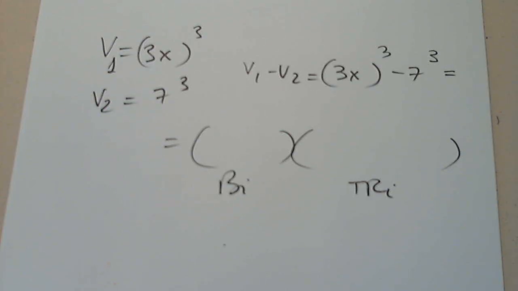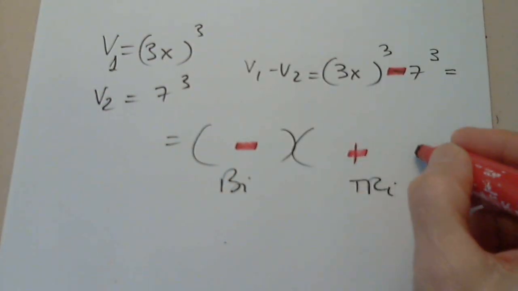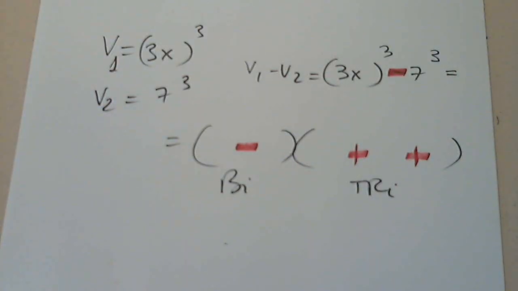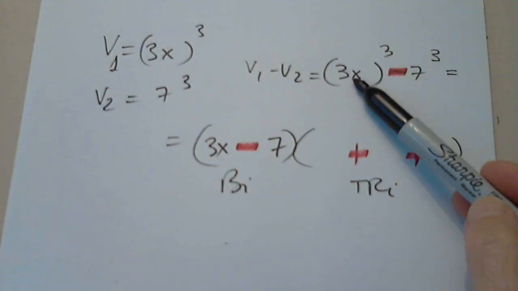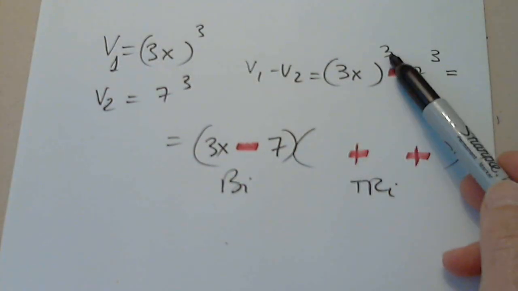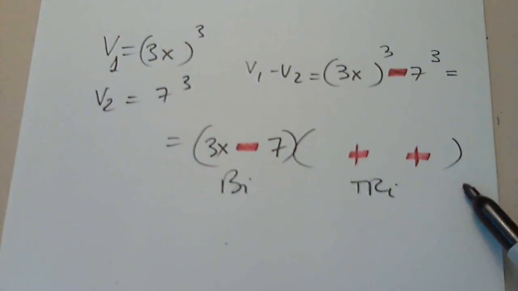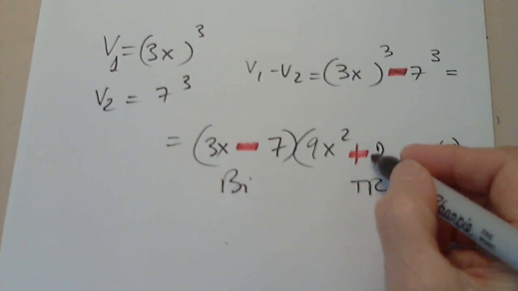We always start with a sequence of signs. So we subtract, plus, and then plus. Minus, minus, plus, or plus, plus, minus. Good. Can anyone give us the binomial? So the binomial is 3x minus 7. What term do we cube to get (3x)^3? This one. What term do we cube to get 7^3? Now the rest is easy. We square this, 9x squared. We square this, 49. We multiply them, 21x.